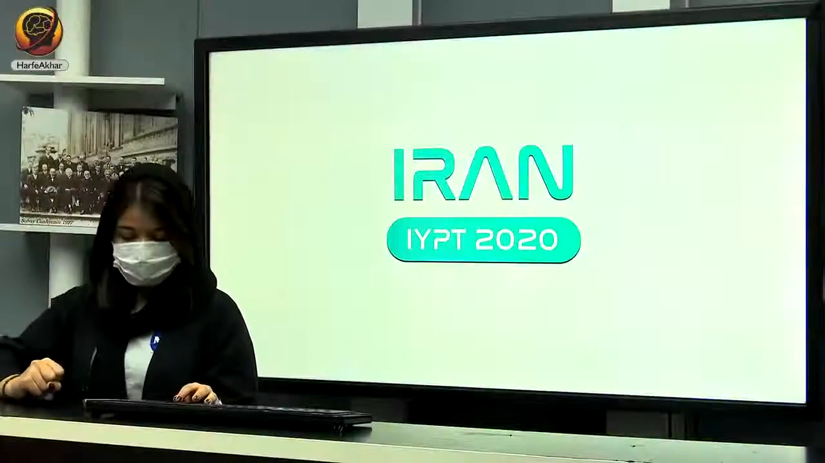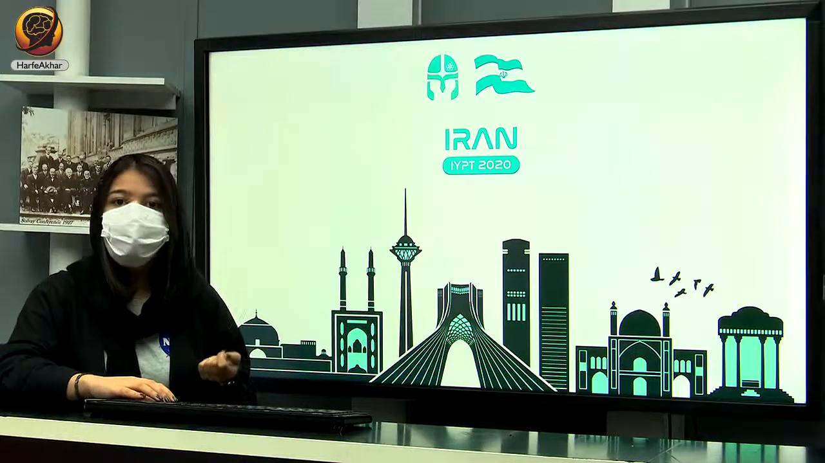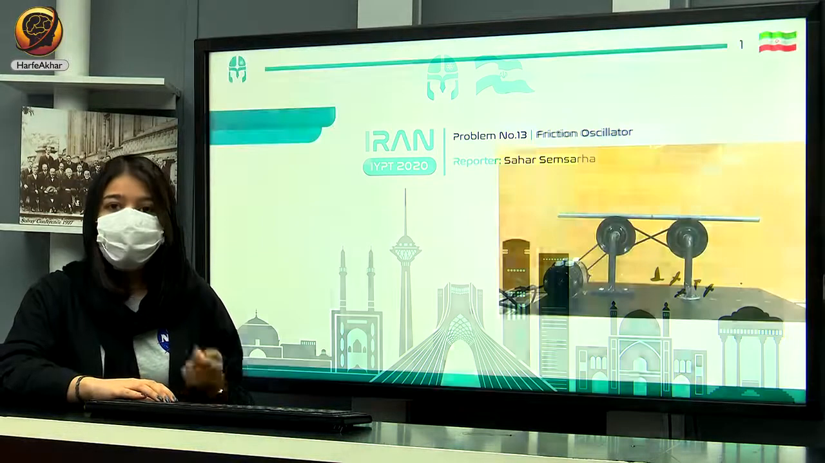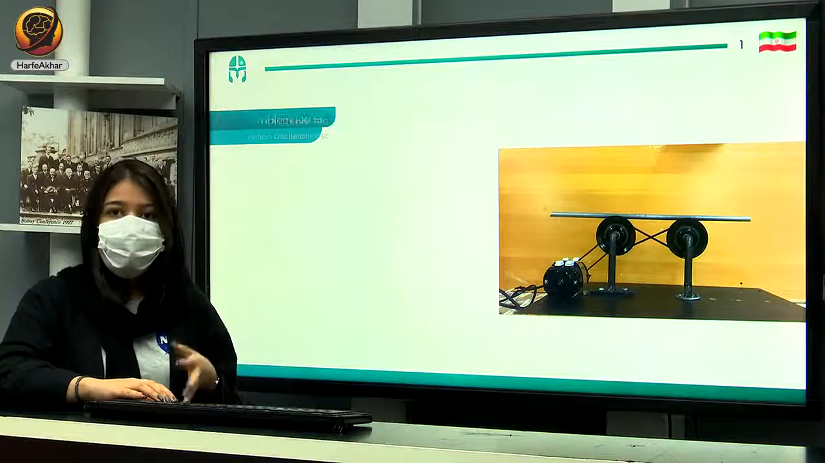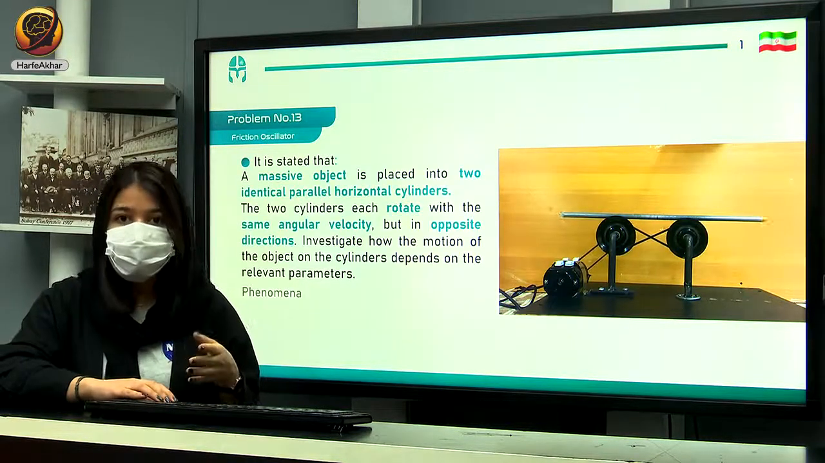Hello, my name is Sahar Semsarha from Team Ariaian, and today I'm going to tell you about friction oscillator, problem number 13. This problem is about the motion of a rod placed on identical parallel horizontal cylinders that rotate with the same angular velocity but in opposite directions.